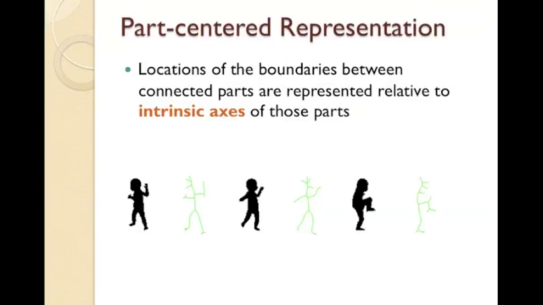The second feature of compositional structure is that the locations of the boundaries between connected parts are represented relative to intrinsic axes of those parts. So in other words, compositional structure involves the part-centered locations of boundaries. Now, what do I mean by this? Well, think about how you might represent the location of the shoulder joint, which forms the boundary between the upper arm and the torso. There are two ways in which you might do that. One way would be to specify its depth and direction relative to your viewpoint. So that would be to represent its location in a viewer-centered reference frame. Another way to specify its location would be to specify where it lies relative to, say, the axis of symmetry of the torso. So that would be an intrinsic axis of one of the parts. So I suggest that compositional structure involves the locations of part boundaries as individuated in the latter way.